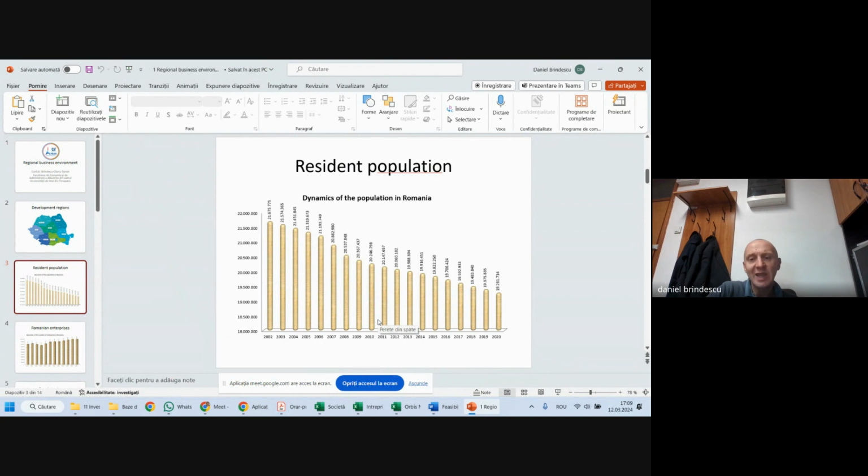About almost 10% of this population is resident of the western region, of the 4 counties that are part of the western region of Romania.